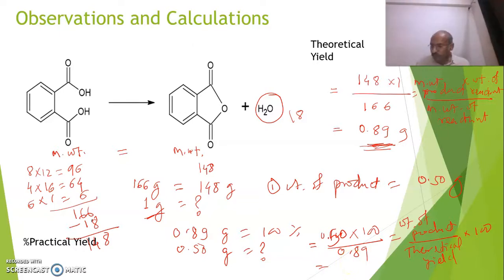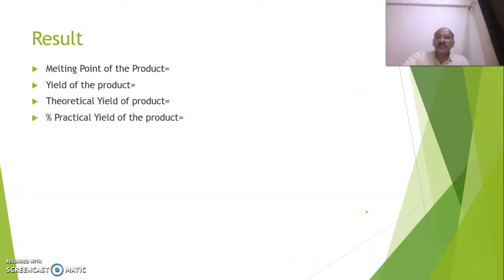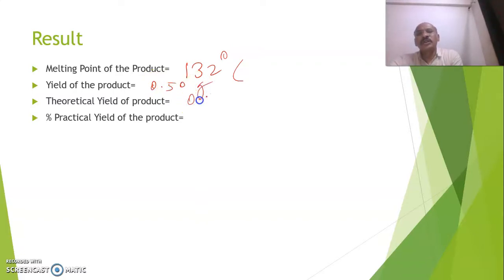Okay. So this is about the calculation part. Then we have to determine its melting point and our result table will be ready. You just see how much it is coming out. Now as a result you have to report the melting point of the product. It will be around 132 degree Celsius for phthalic anhydride. Now the yield obtained, here 0.50 gram, theoretical yield 0.89 gram, and whatever we are going to get, you will write here as percentage practical yield.